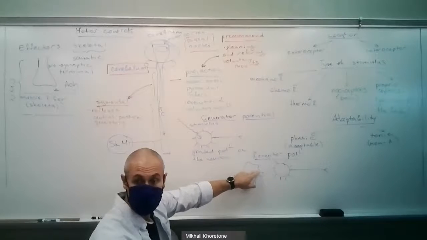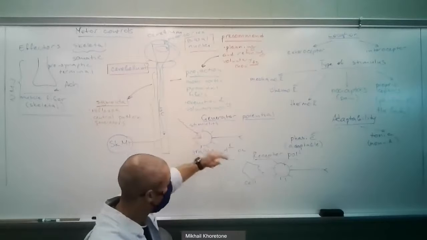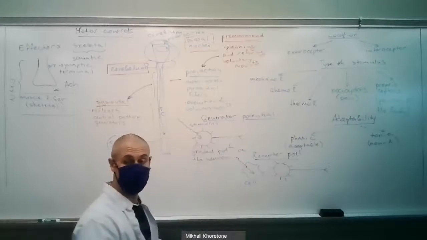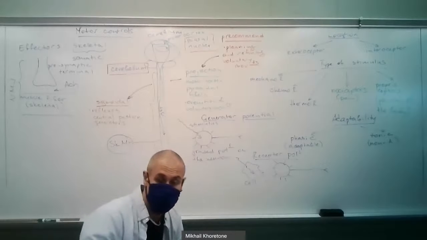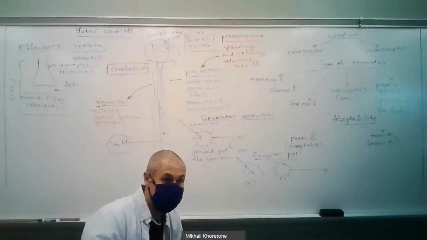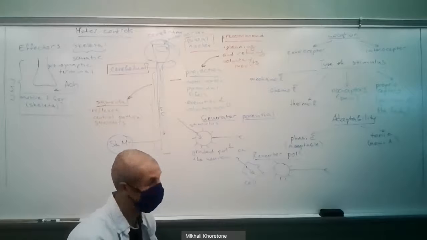Do you see the difference? Here, the stimulus acts directly on the neuron. Here, the stimulus acts on the cell which releases neurotransmitter. You good? Any questions?